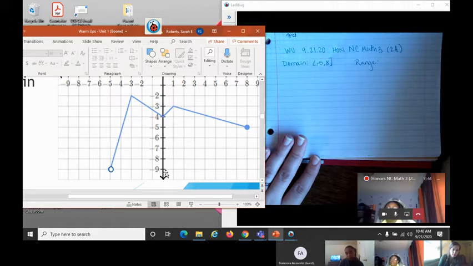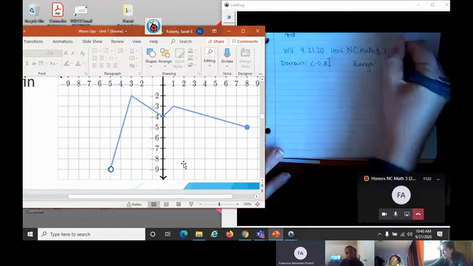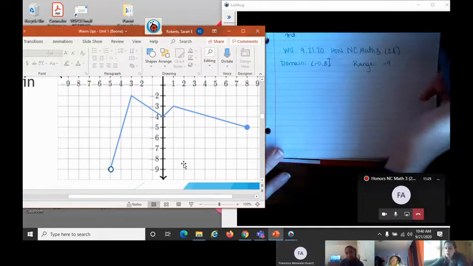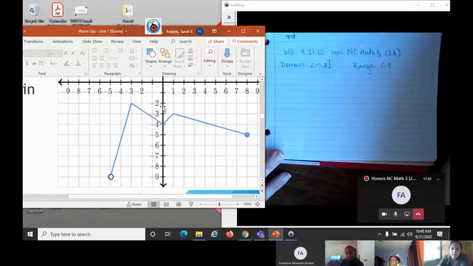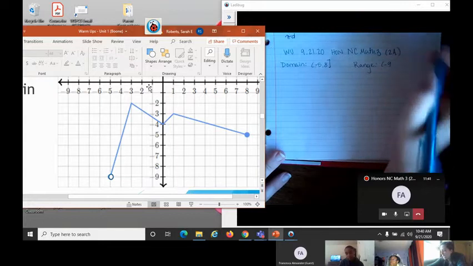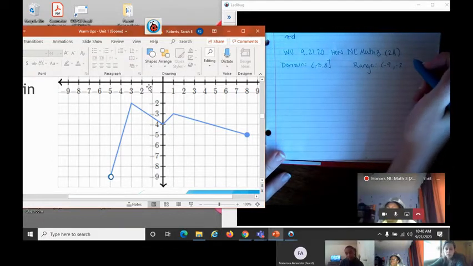So what's the lowest that the function goes? Wouldn't it be -9? Yeah, -9. And is it going to be open or closed? Open. And then the highest that the function goes is up here, right? So Tanaya, what's this one gonna be? I think you had it earlier. -2. Yeah, and is that gonna be a square or a round bracket?